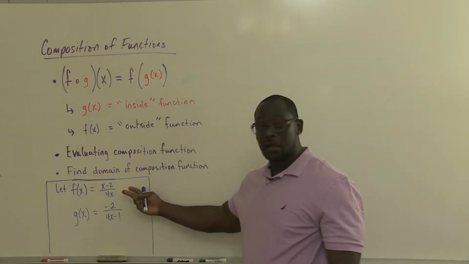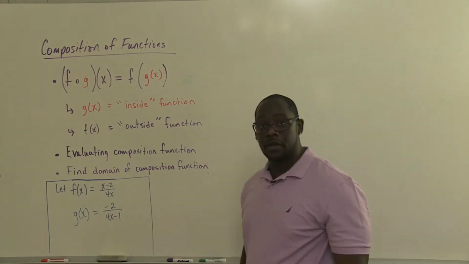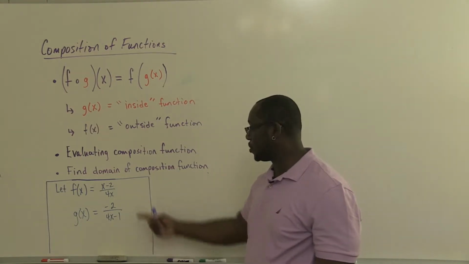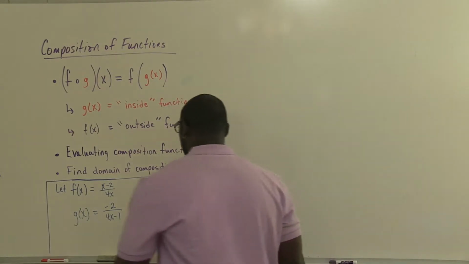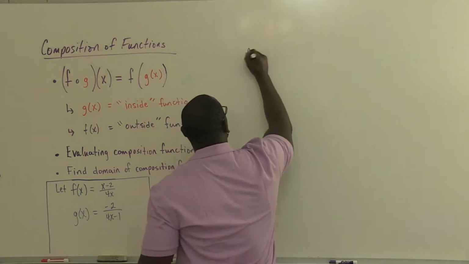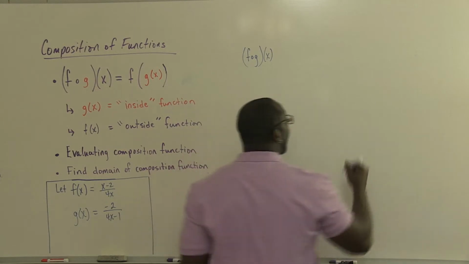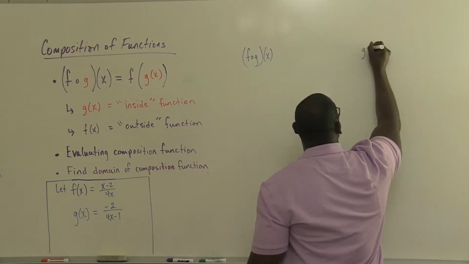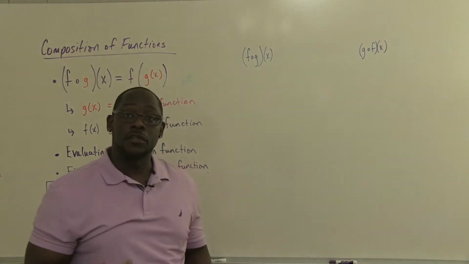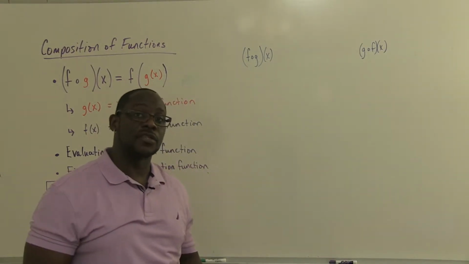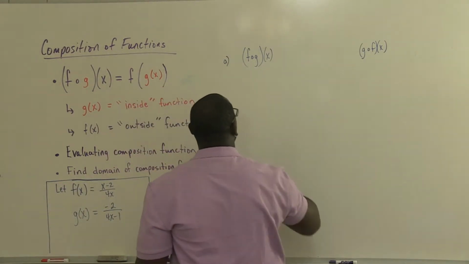Finally, we have our two functions. Here, I've changed f: x minus 2 divided by 4x, and we have another rational function g of x, which is negative 2 divided by 4x minus 1. Okay, so I want to first form what f of g of x is, and then afterwards what g of f of x is. So we're going to form both of these functions and then figure out what the domain is. So let's start with f of g of x first.